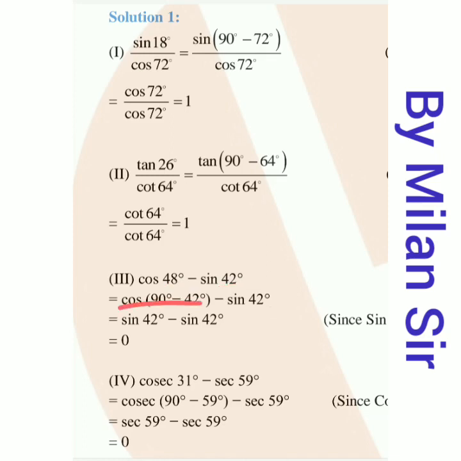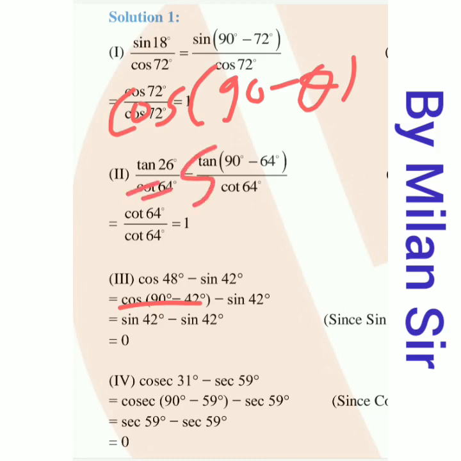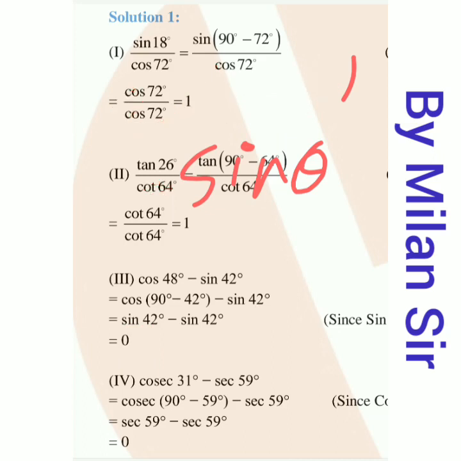Now cos 90 minus 42. What is the formula? Cos 90 minus theta is equal to sine theta, where theta is 42. So I can write sine 42, and sine 42 as it is. So sine 42 minus sine 42 is 0, because right now it is a subtraction process. In subtraction nothing is remaining, so the answer is 0. Sine 42 minus sine 42 is equal to 0.